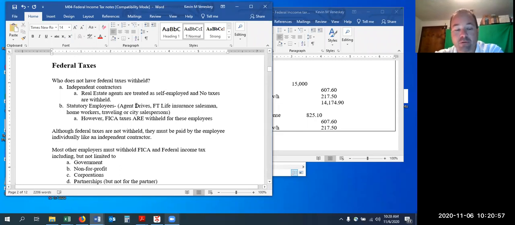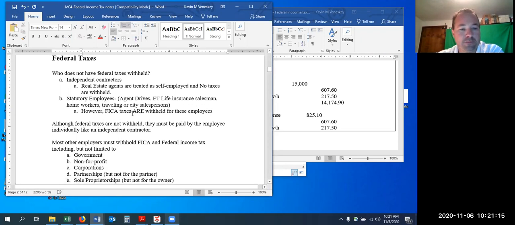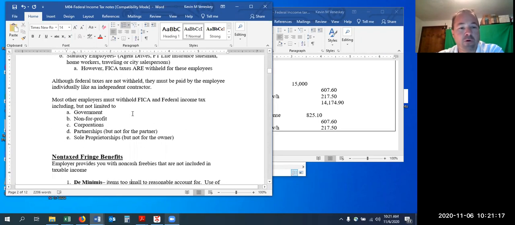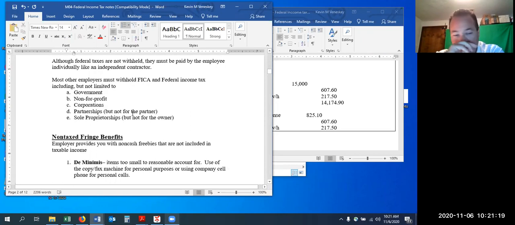For statutory employees, they also don't have federal taxes taken out. And here are some examples of who's considered statutory employees. However, with these employees, the FICA taxes are still taken out of their paycheck. All right, so any other type of employers do take out federal and FICA tax. Even if you work for the government, it still takes out taxes for you.